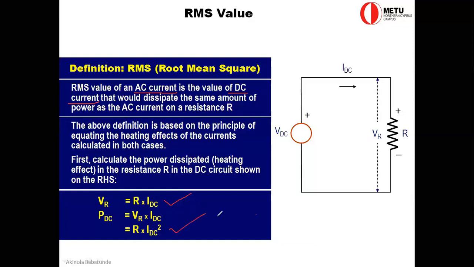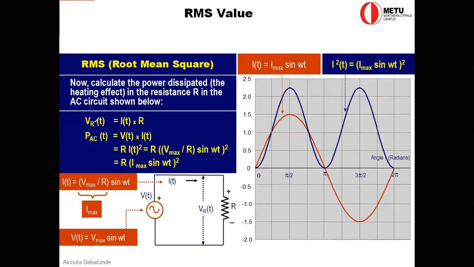There's nothing strange about this equation, because we've talked before about the fact that power is equal to I squared R. In this case, we're talking about IDC because the voltage source is DC. So the PDC, or direct current power, would be equal to R times IDC squared.